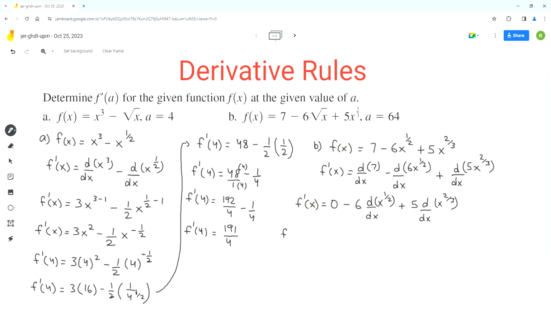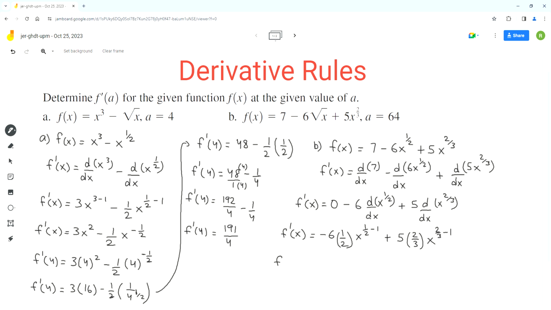Now we can simplify this expression further. So negative 6. Now here we have to use the power rule for x to the power half. So the exponent is half, so we bring it down to the front of the term times x to the power. We subtract 1 from the exponent, and then plus 5. Now we use the power rule for this term, so we multiply by the exponent 2 over 3 times x to the power 2 over 3 minus 1.